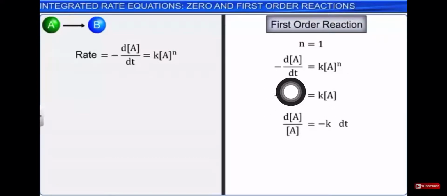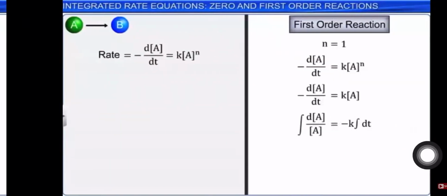So if we put n equal to 1, what equation will we get? Minus dA upon dt is equal to K concentration of A raised to n, where n stands for 1, right? So we can write down the same equation. Now taking the like terms together, A will come down and dt will go to that side, right? So now we are getting this equation by collecting the like terms.